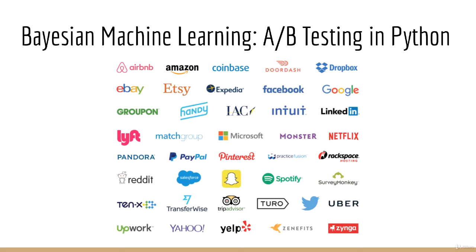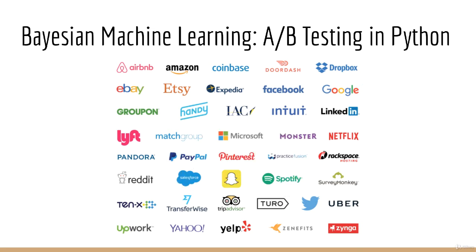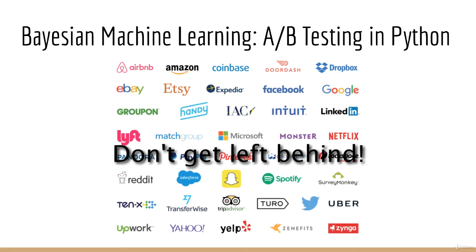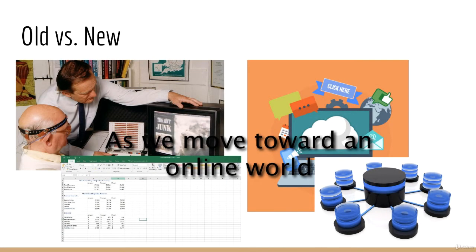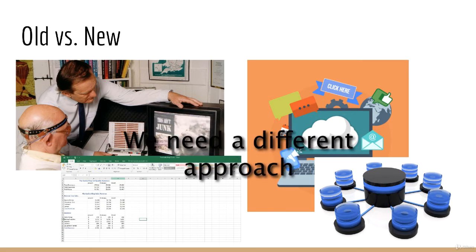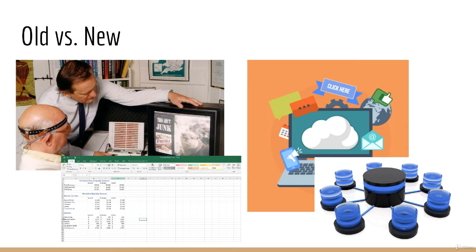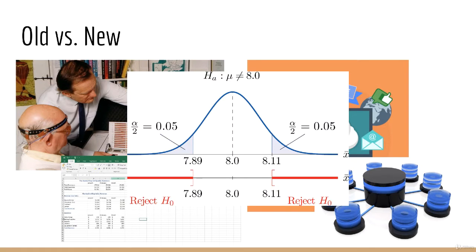What you're going to learn in this course is that even people who do not consider themselves data people, like biologists, psychologists, and web developers, can and do apply these methods on a frequent basis. If you are a data person and you don't yet know about these topics, it's time to catch up. As we move increasingly toward an online world with millions of users on every platform, the need for a different approach arises. In the offline world, people run experiments. You might invite people into your office, have them fill out a survey, collect the results in an Excel spreadsheet, and then analyze them using the standard statistical techniques that have existed for decades.